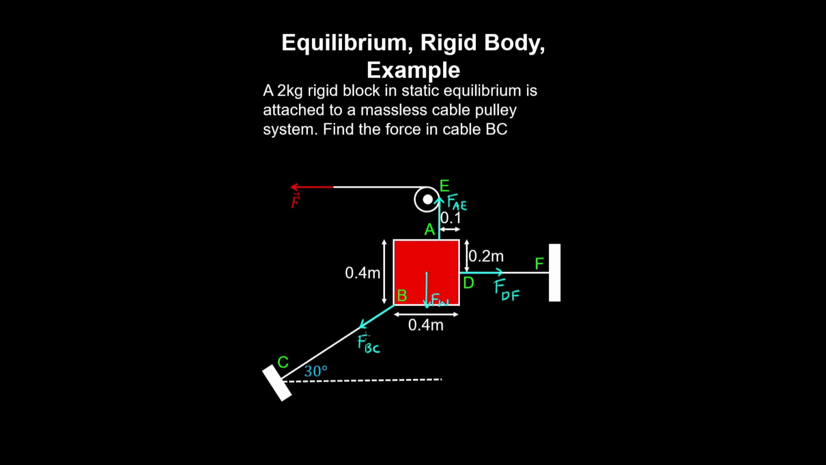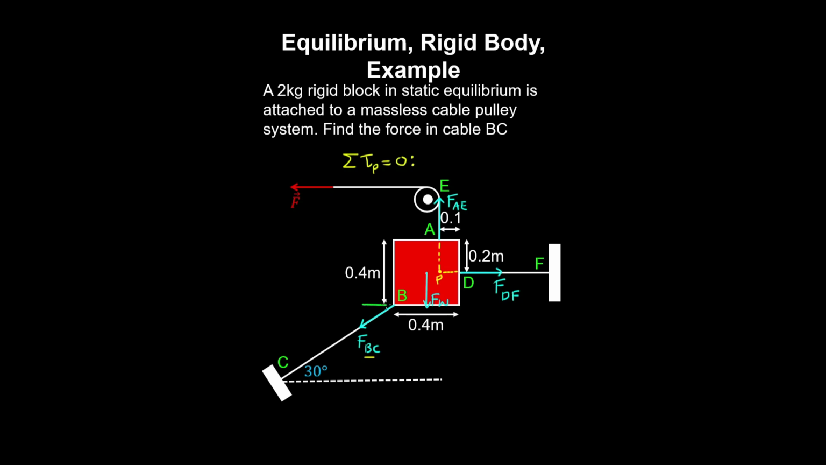Now because we're asked to find the force in cable BC, we'll take a sum of torques about a point where the line of action of the unknown forces passes through. So therefore these forces produce no torque about this point. And by rotational equilibrium, the sum of torques about point P must be 0.